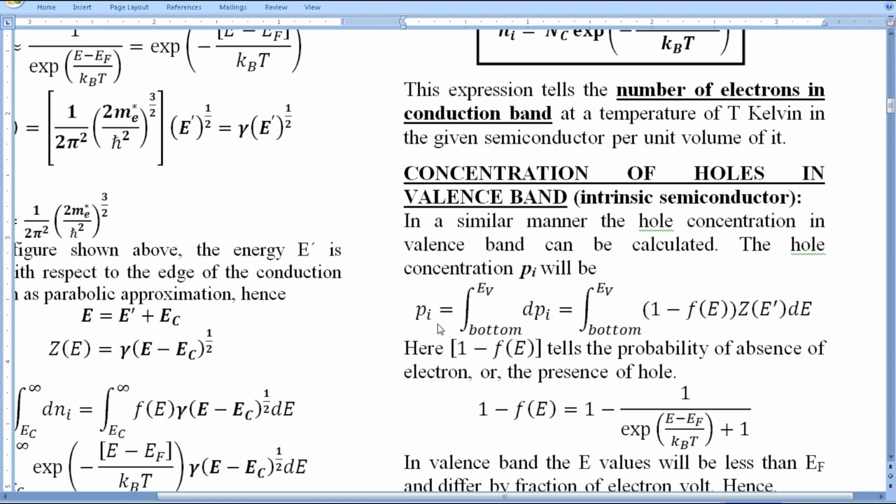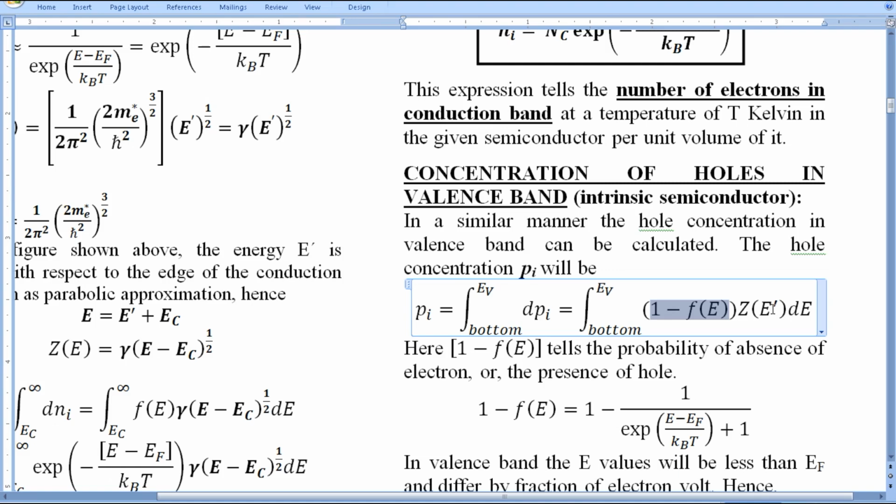So what we do is, if dp is the number of holes present inside the valence band within p to p plus dp, the relation for this dp is the probability of a hole times the density of states for holes. We want the probability of a hole, which means the probability of absence of an electron. Absence of an electron means 1 minus f of E, because it's mutually exclusive. If f of E describes the presence of an electron, 1 minus f of E describes the absence of an electron, which is the presence of a hole. So this is the probability of presence of a hole, and this is describing the density of states of holes.